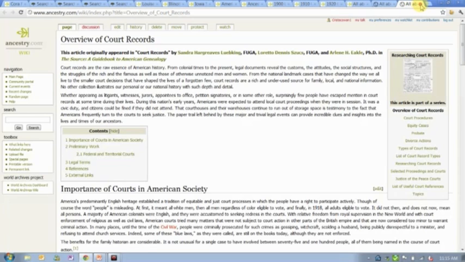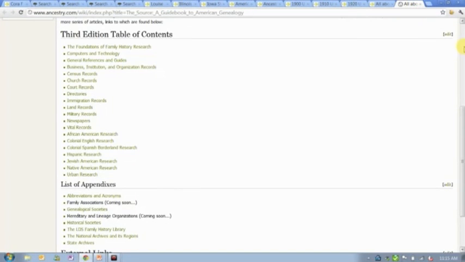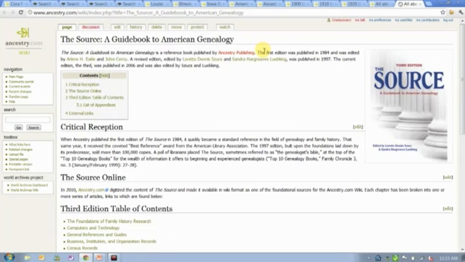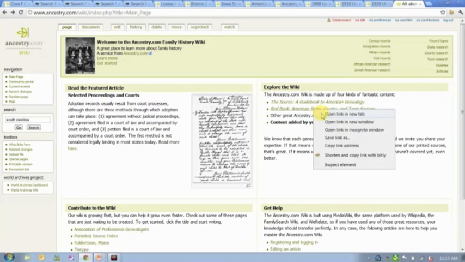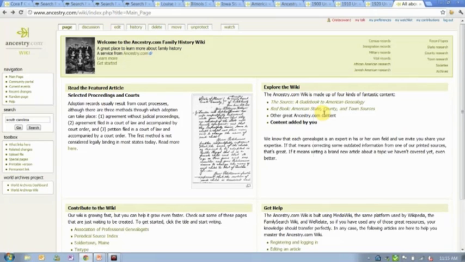So all of these are really great resources available. And again, that is in the book called The Source, okay? The other book that is available on here is The Red Book. So The Red Book is divided a little bit differently. So The Red Book, rather than being topical, is geographical.